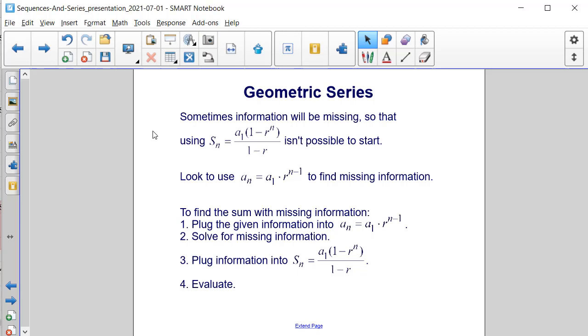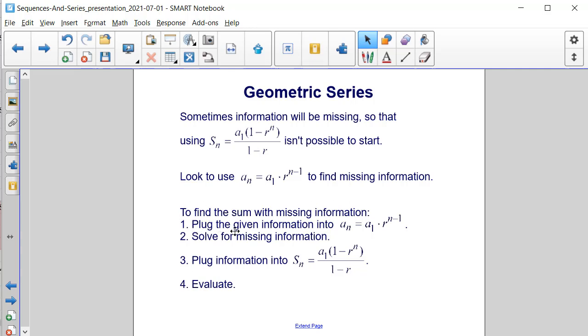Sometimes information from a geometric series will be missing. That will make the sum formula not possible to use at the beginning. So instead, use the formula for the terms in a geometric sequence to find out that missing information. Then you can find the sum once you have that.